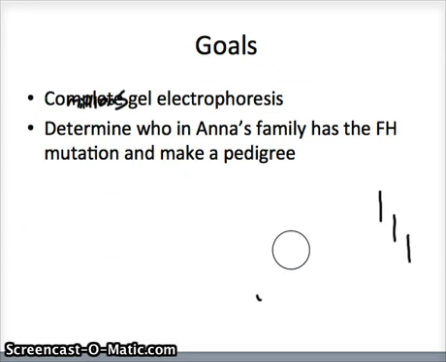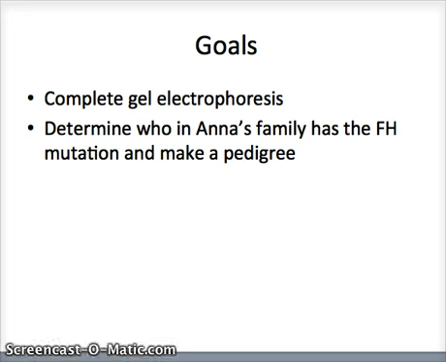So your goal is to figure out how to complete this gel electrophoresis, analyze it, and figure out who in the family has a mutation, and again make another pedigree. This is very similar to the sickle cell. We're just going to be doing it with the FH mutation.